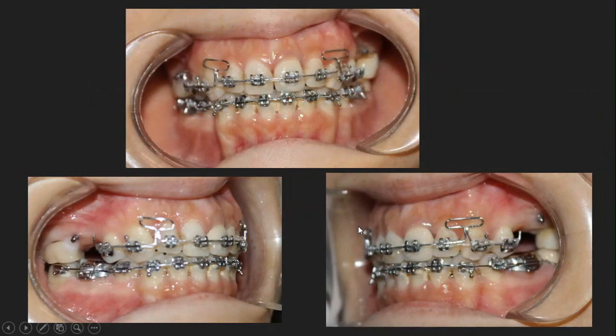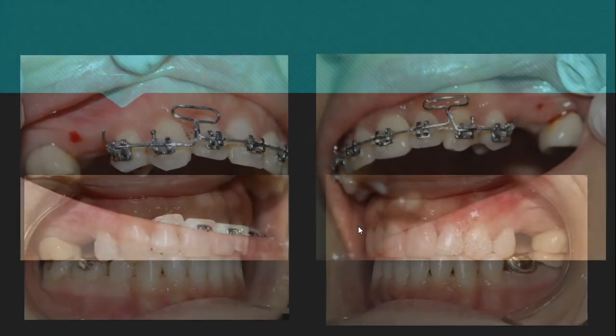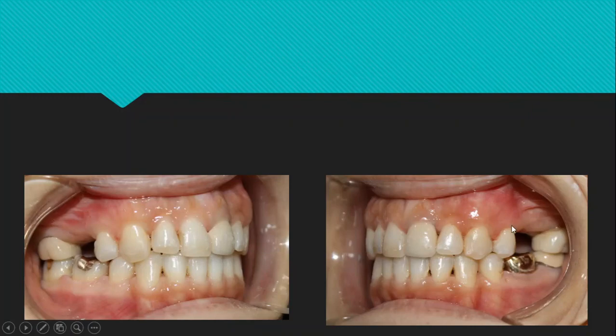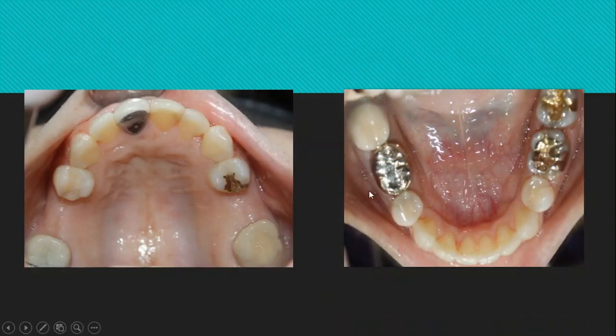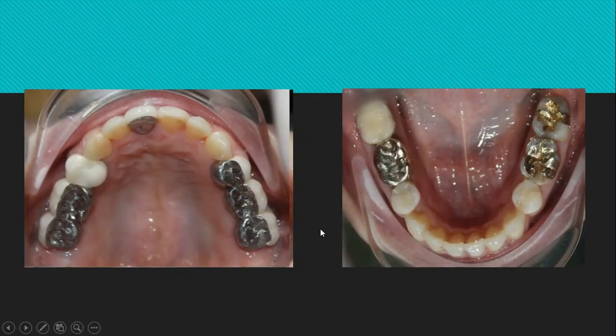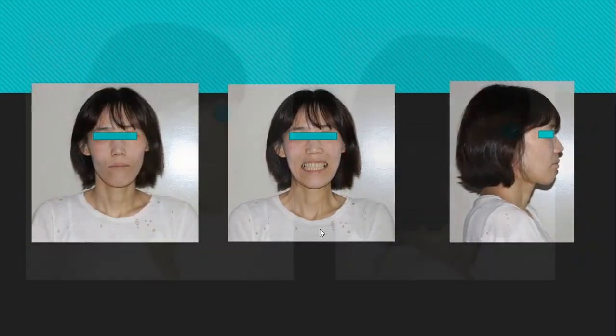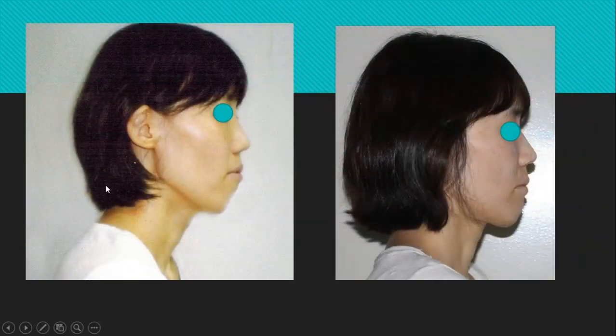Okay, and once we are done retracting, we can now remove the screws and prepare the patient for the final restoration. In this particular case, she had some new porcelain fused to metal crowns, and the restorations on the lower arch were also touched up. Okay, and at the same time, you will notice that with the retraction that we were able to do, there's also an improvement in the patient's profile.